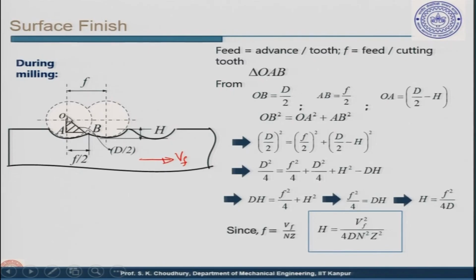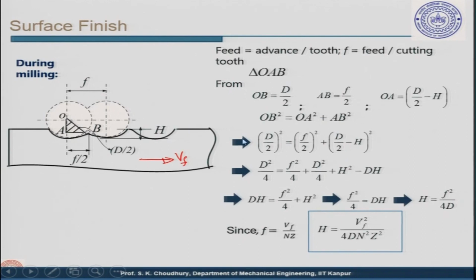All right. From the OAB triangle, we can say that OB is d by 2, the radius, and AB is f by 2. F is the complete distance between these two centers, and this is half of that. So, OA is d by 2 minus h, where h is the distance from peak to valley. Then from this triangle, OB square is equal to OA square plus AB square.